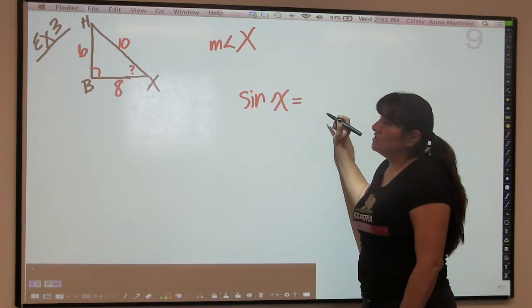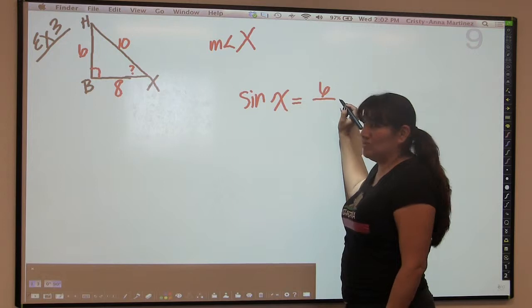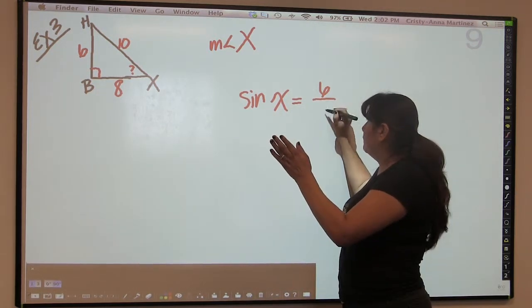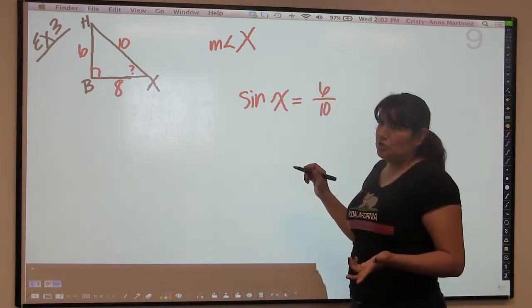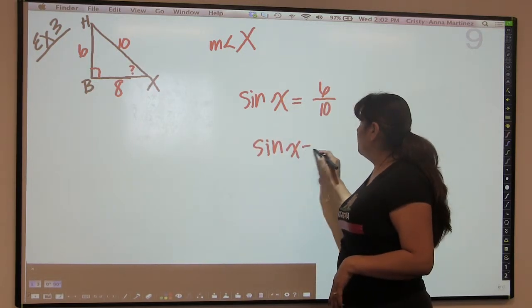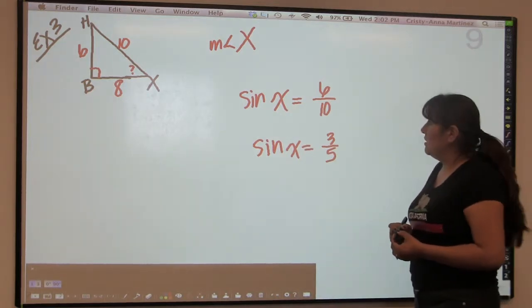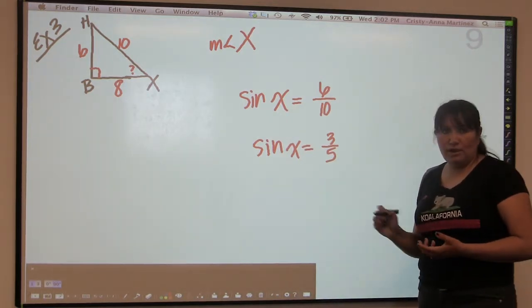And what's the opposite side? 6. So the ratio is the same. Opposite side is 6, hypotenuse is 10. If you really want to, you can reduce that fraction because they're both even numbers, so it would be 3/5, right? 6 divided by 2 is 3, and 10 divided by 2 is 5. Are we okay with that?